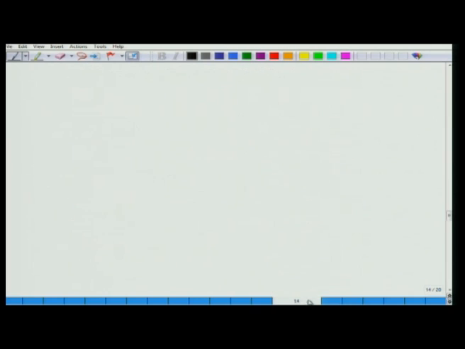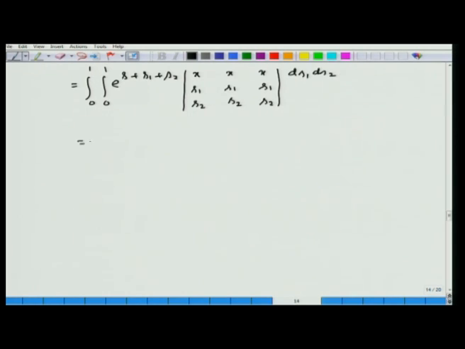And you can write this is equal to integral 0 to 1 integral 0 to 1 e to the power s plus s1 plus s2 multiplied with determinant first row x s1 s2, second row x s1 s2, third row x s1 s2. All these rows are identical. So, determinant is exactly equal to 0, and therefore, B2 x comma s is also equal to 0.